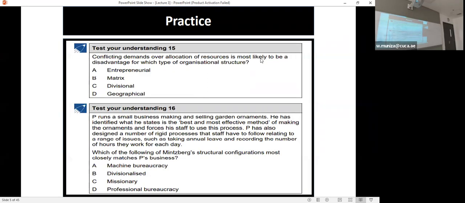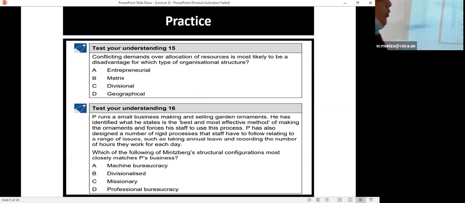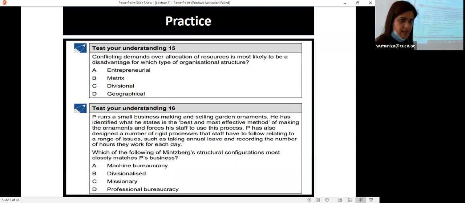Okay, now, these are end of the chapter questions, my dear students. Question number 15. Conflicting demands over allocation of resources is most likely to be the disadvantage for which type of the organizational structure? My dear students, what are conflicting demands? When the demands of different managers clash with each other. One manager is saying one thing and the other one is saying something different. This is the conflict. One manager is demanding something from their subordinates and the other is demanding something different. This is the conflict of demand.